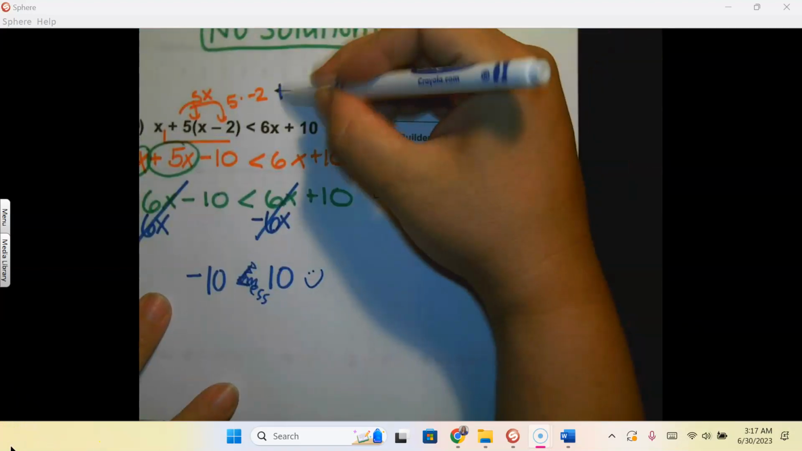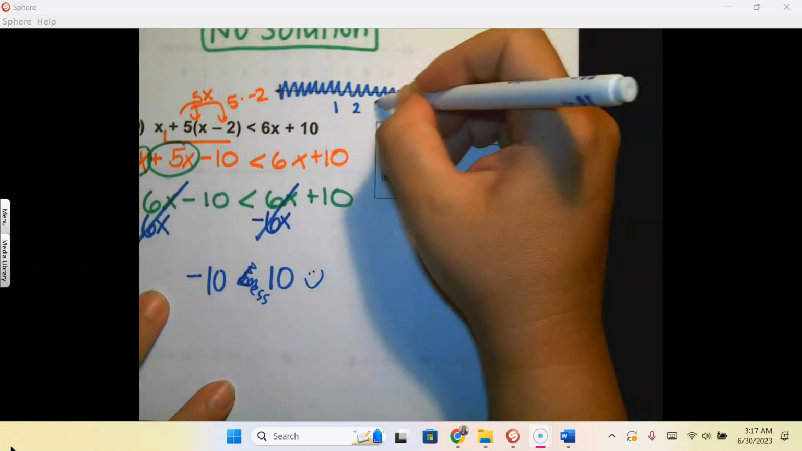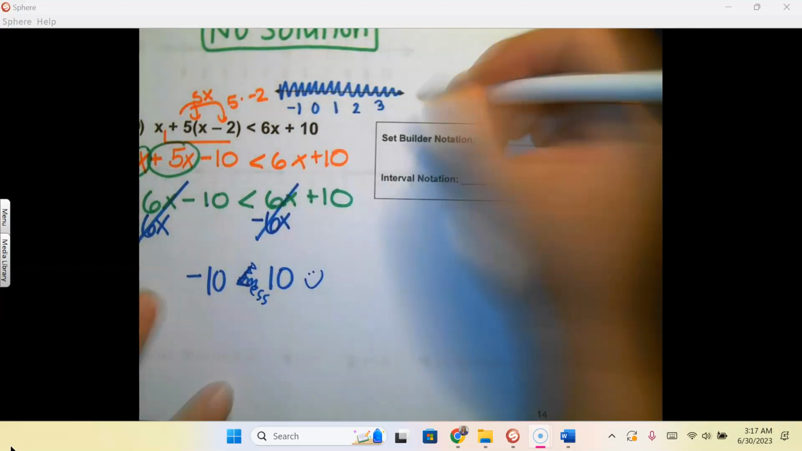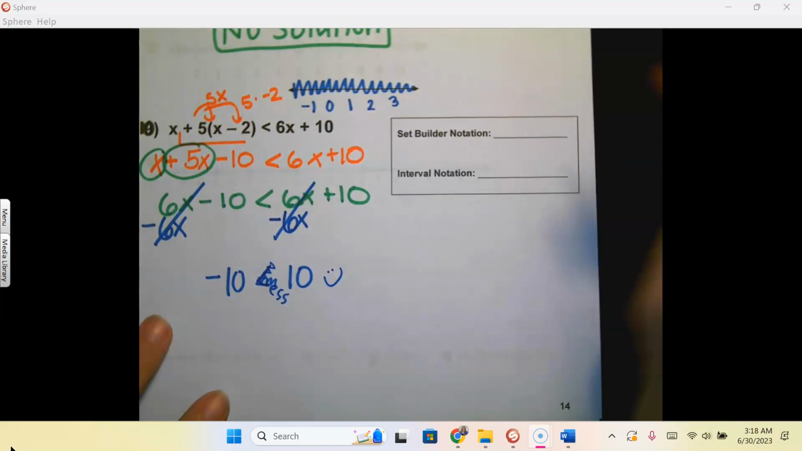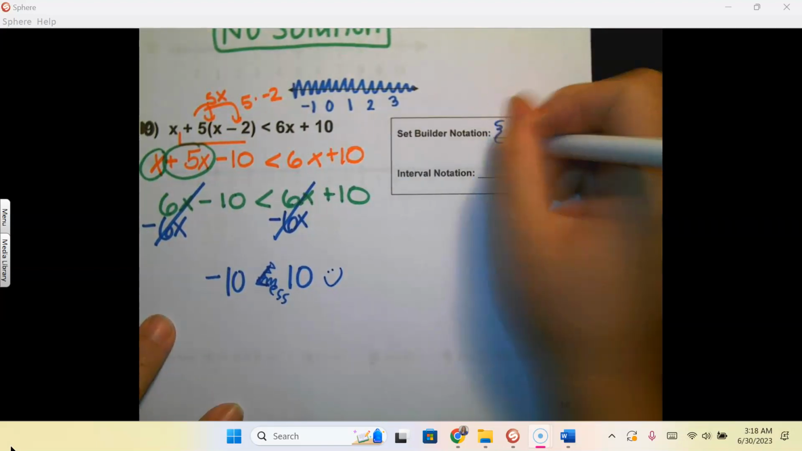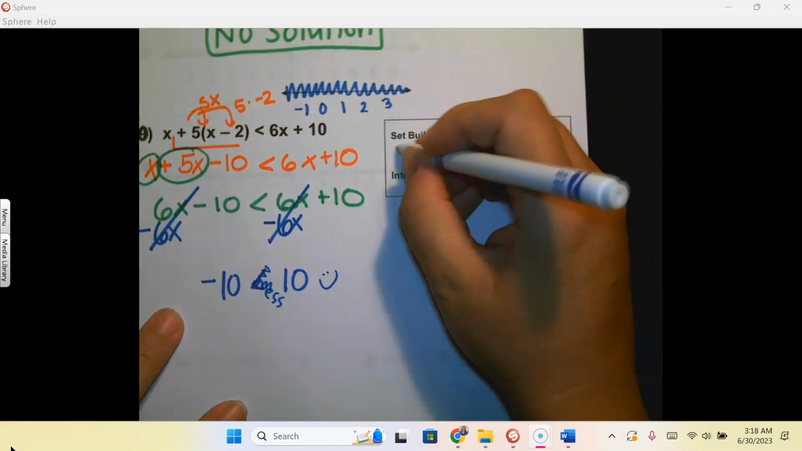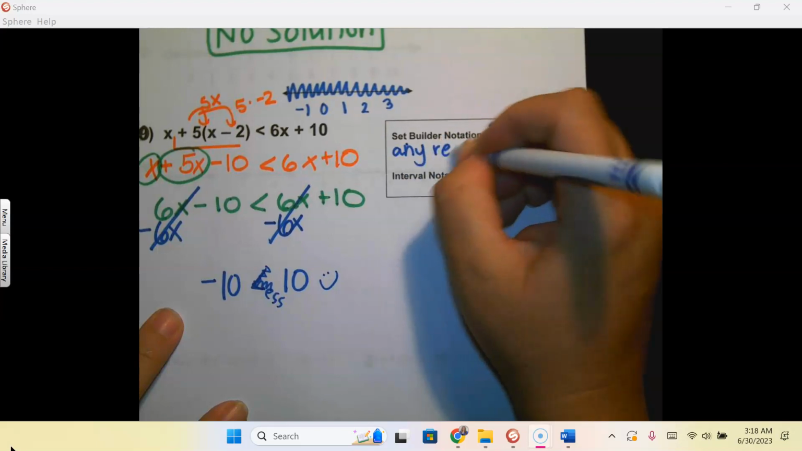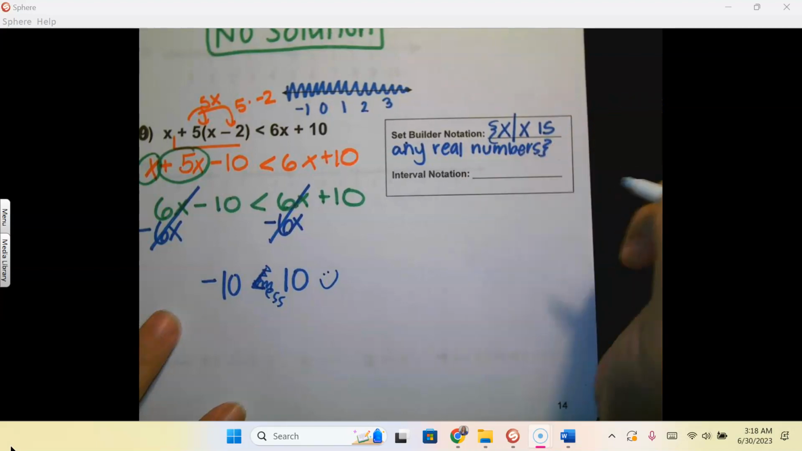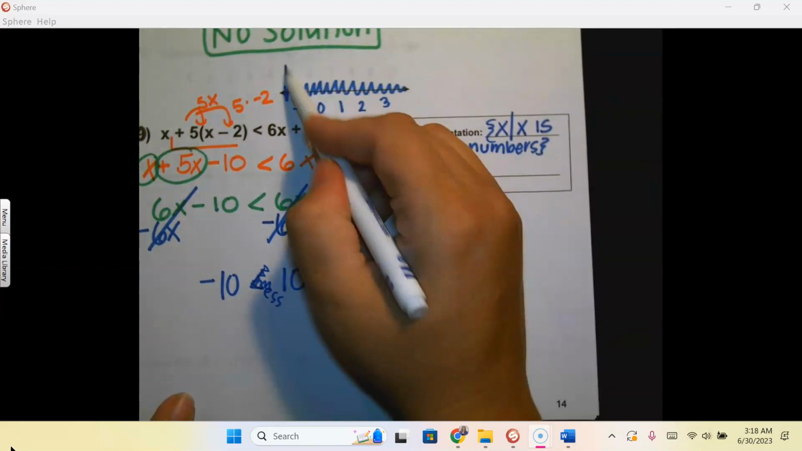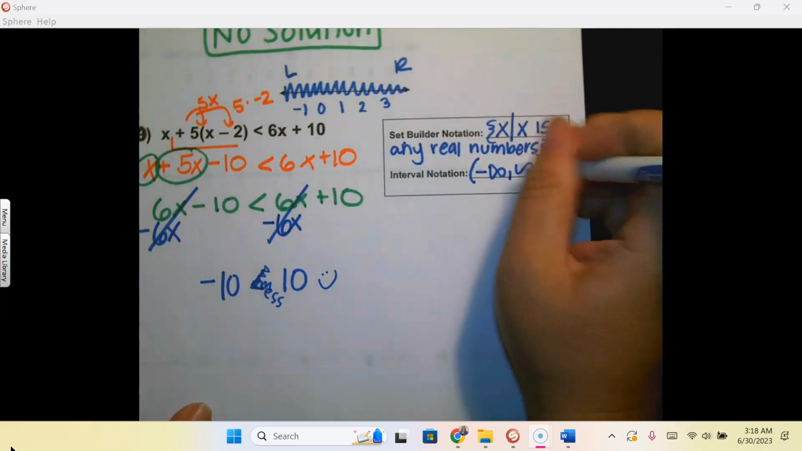So that means our graph should have everything shaded. So whatever numbers you want to put on here, every single number will work if we plug it in at the x position. So for set builder, where we put our curly brackets, we put x such that x is all or any real number, or all real numbers. And then our interval notation from left to right, if everything is shaded, we have negative infinity to infinity.